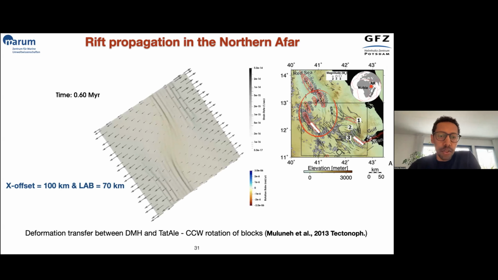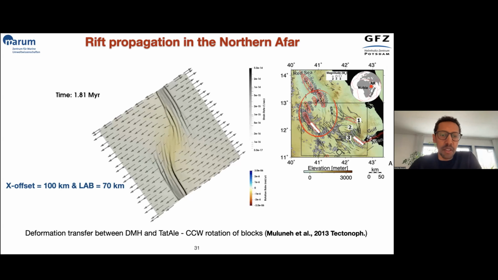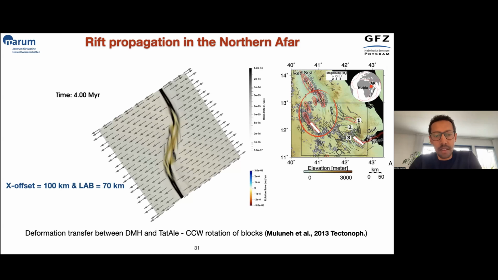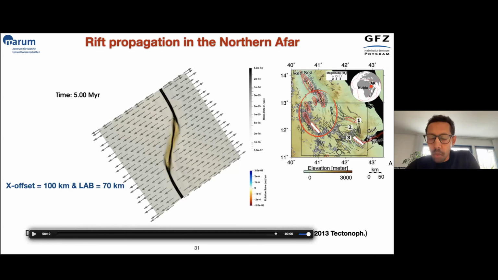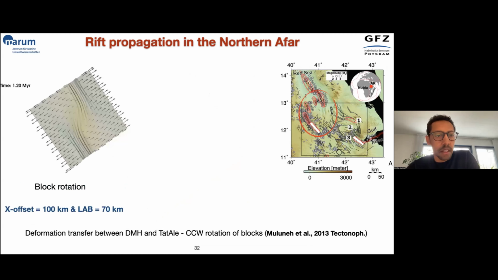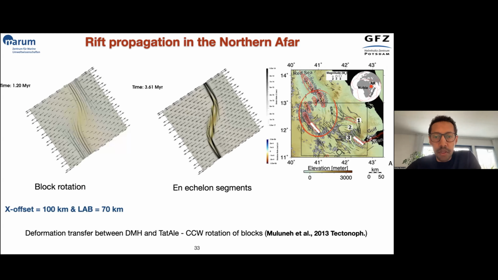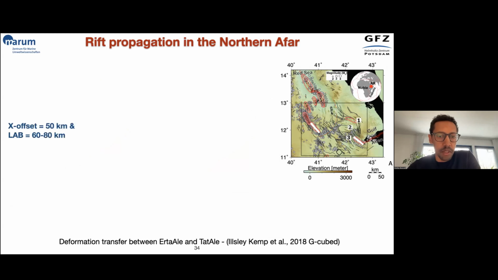And the evolution shows that it's basically the same, but in this case, rotation of crustal blocks is in a counterclockwise sense, which is similar to paleomagnetically detected counterclockwise rotation between the Tata Ale and Dabahuma and the Hararo segments. So I will show you here. There is a block rotation in a counterclockwise sense and development of initial segments, which are more or less similar to what we see between the Tata Ale and Dabahu segments.